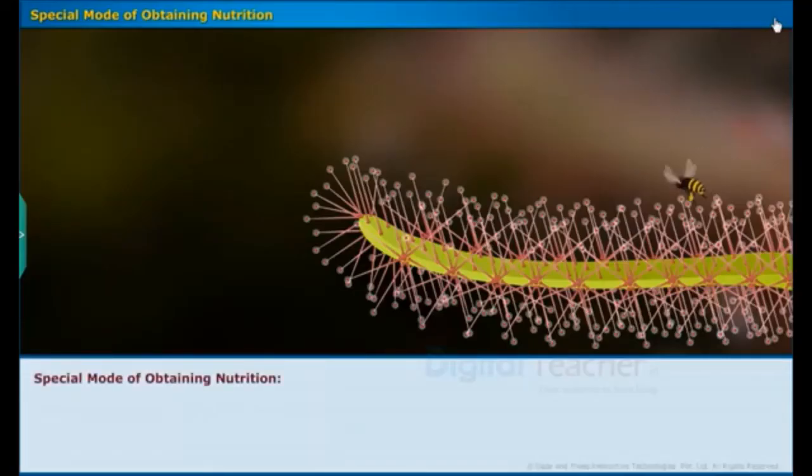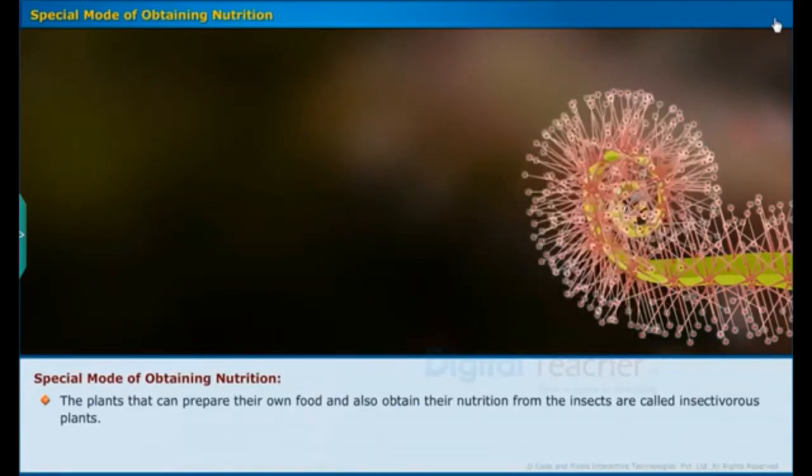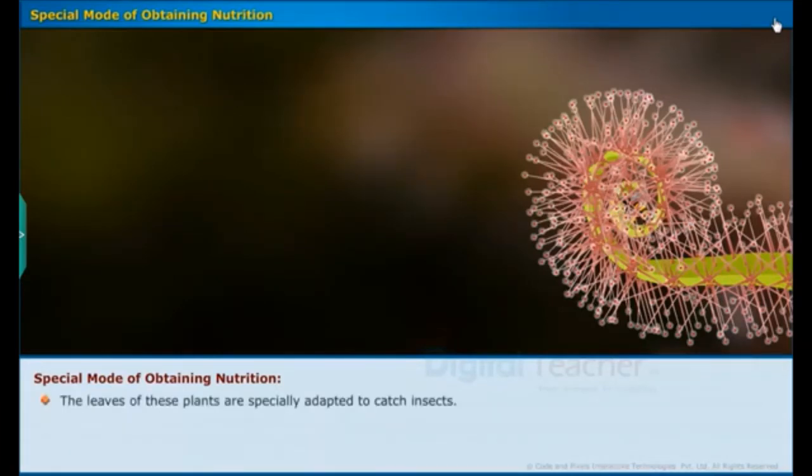Let us learn about the special mode of obtaining nutrition. The plants that can prepare their own food and also obtain their nutrition from the insects are called insectivorous plants. These plants are also called carnivorous plants. The leaves of these plants are specially adapted to catch insects. As these plants are green in color, they can manufacture their own food.